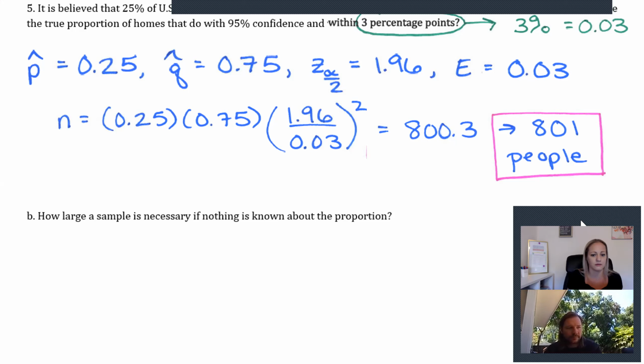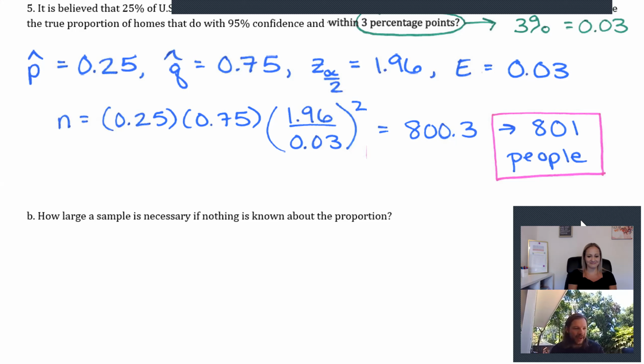Yeah. And I think just having 95% confidence next to the 3 percentage points kind of confused me too as I was reading it. So it's just kind of a poorly worded question overall. Oh, definitely. They should at least be consistent with how they write things, but I didn't write the question, so.